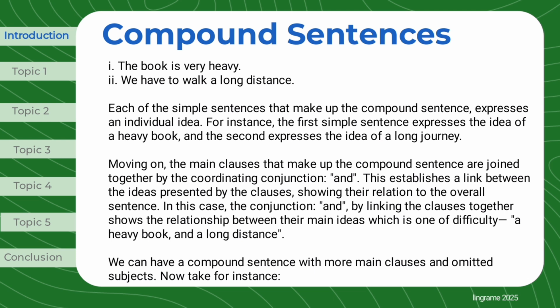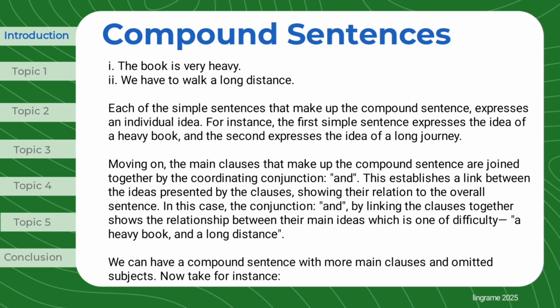Moving on, the main clauses that make up the compound sentence are joined together by the coordinating conjunction, and this establishes a link between the ideas presented by the clauses, showing their relation to the overall sentence. In this case, the conjunction, and, by linking the clauses together shows the relationship between their main ideas, which is one of difficulty, a heavy book, and a long distance.